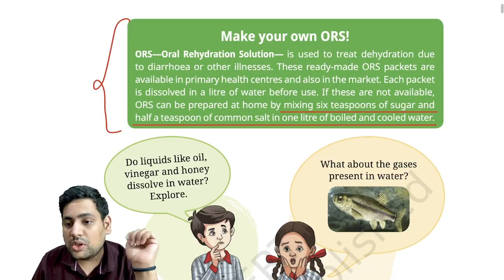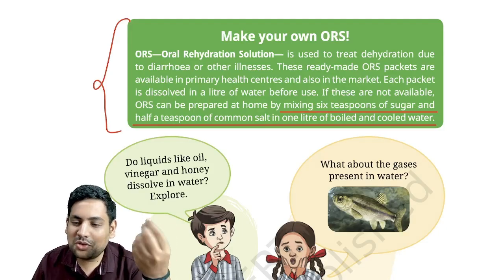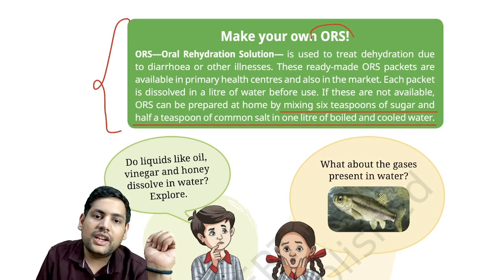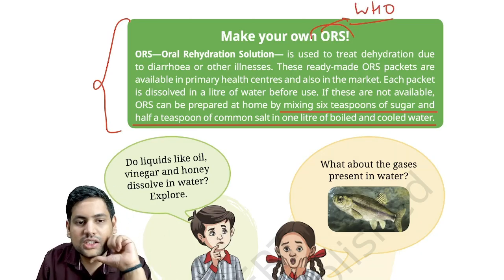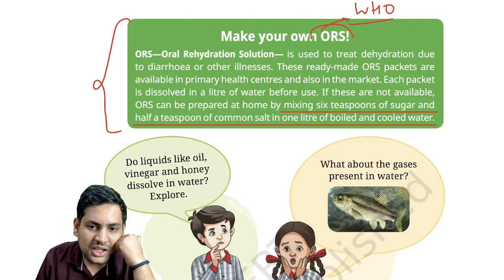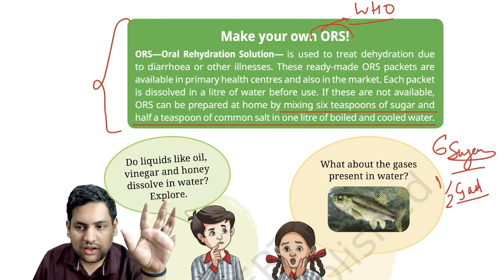Then other properties. It talks about ORS also. Now it is given in NCERT, so you should have some idea. ORS is oral rehydration solution. This was developed by WHO. ORS packets you might have seen, correct? If you don't have ORS, how can you make this? It is simply 6 teaspoons of sugar and half a teaspoon of common salt. That is needed, correct?